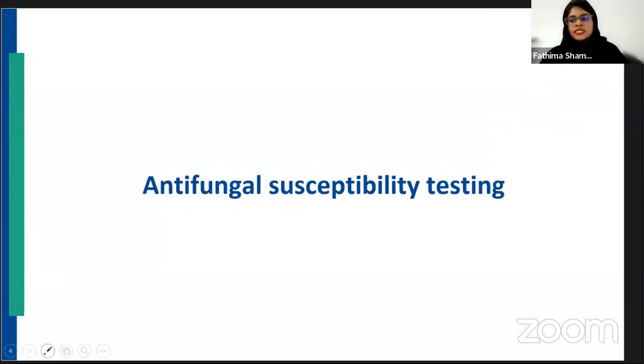Antifungal susceptibility testing. So I'm just taking a hydration break here. Just have a sip of water or anything. We have a long way to go.